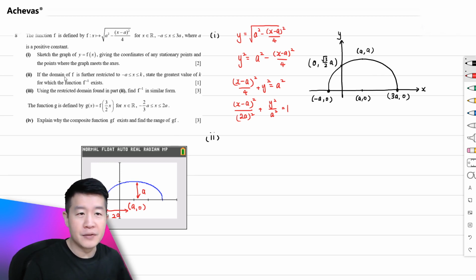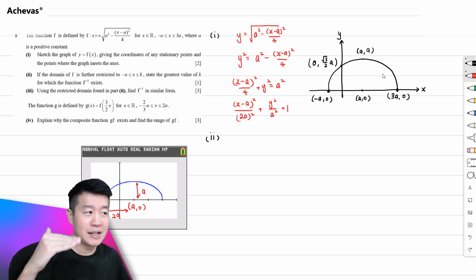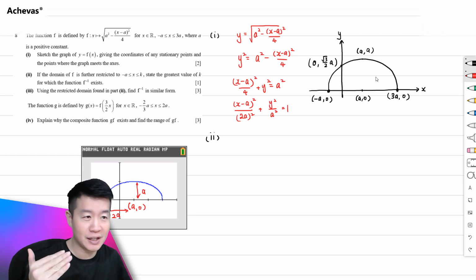Part 2, if the domain of f is restricted to minus a to k, such that f inverse exists, so the graph must pass the horizontal line test. Currently, the graph isn't passing the horizontal line test. What is the greatest possible value of k?